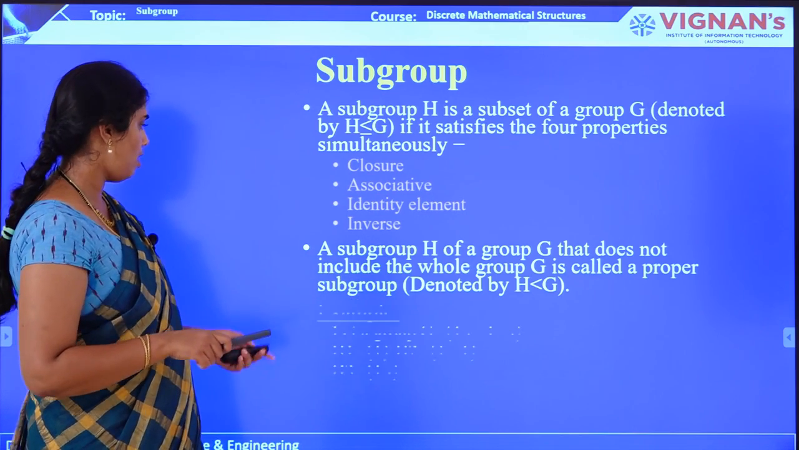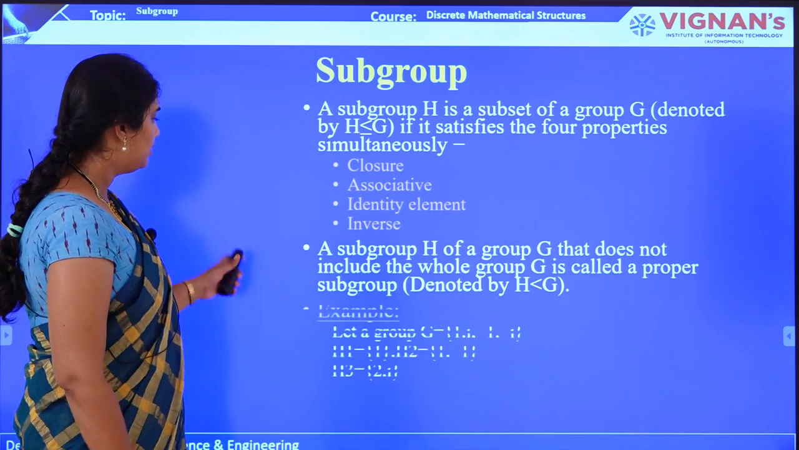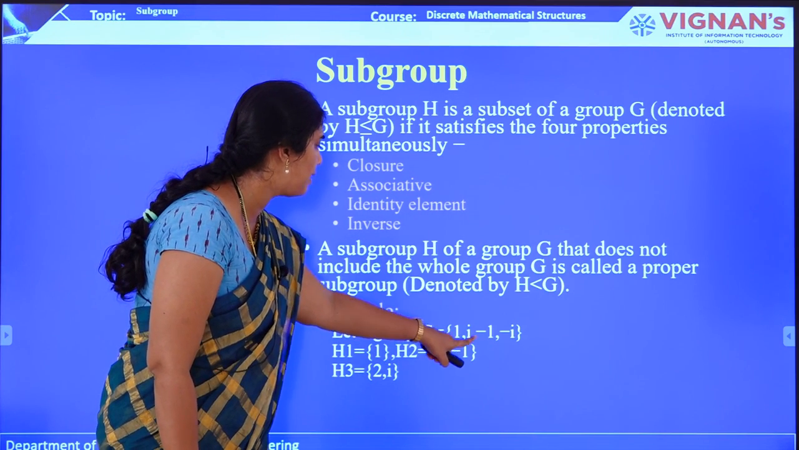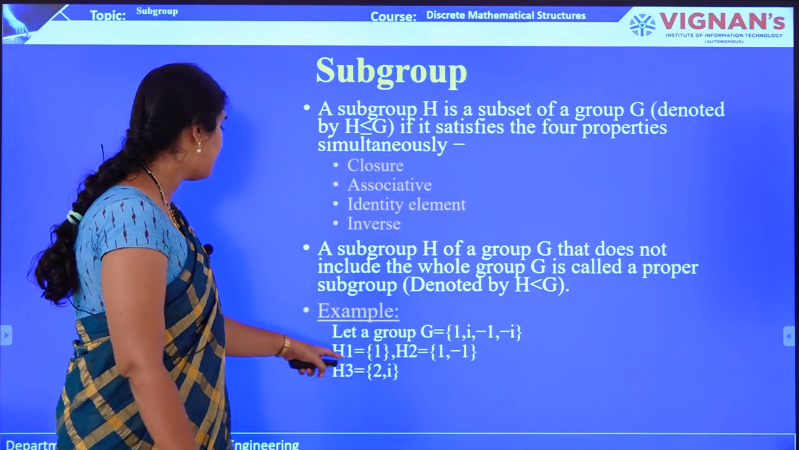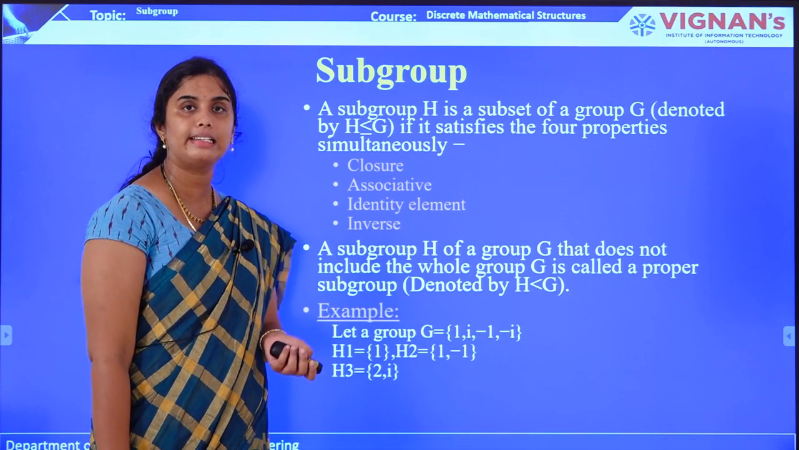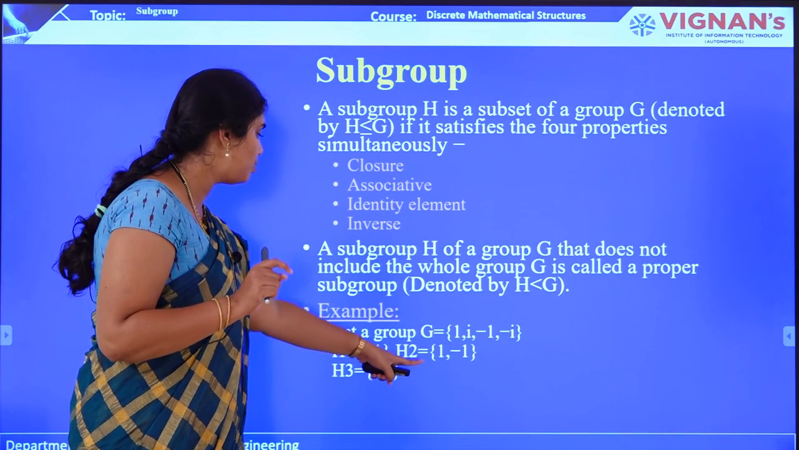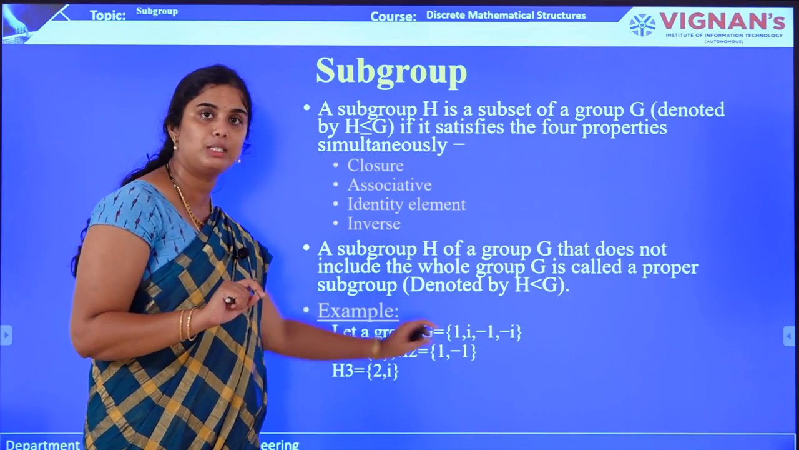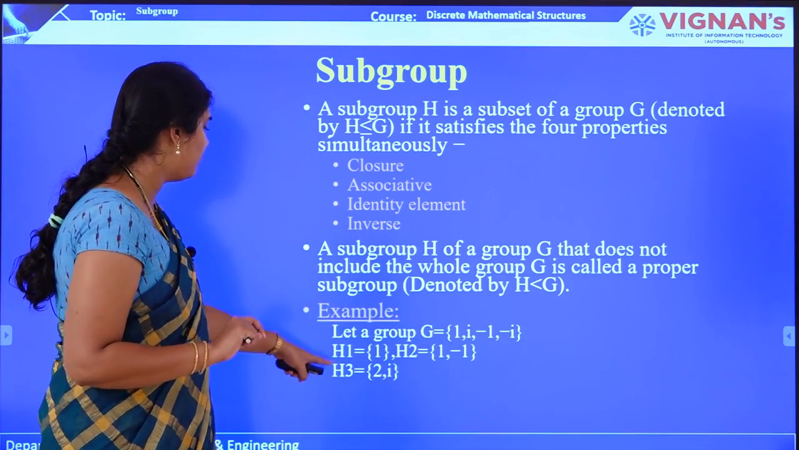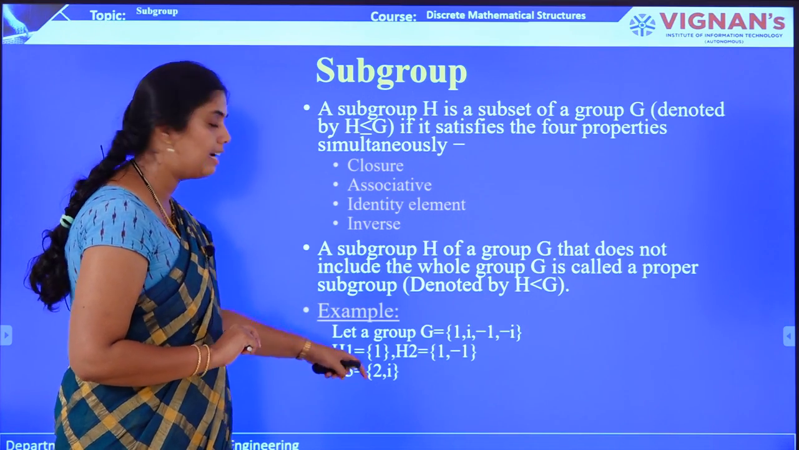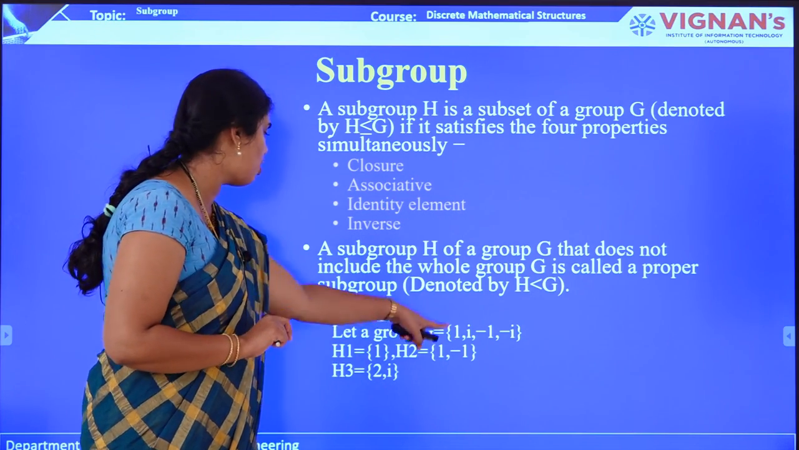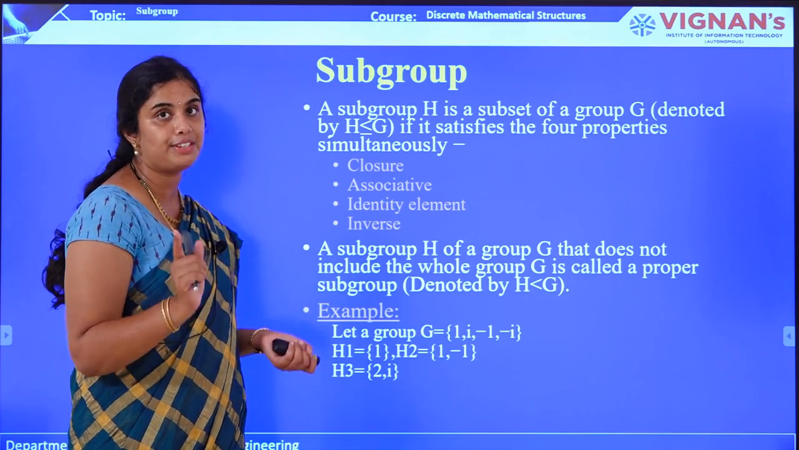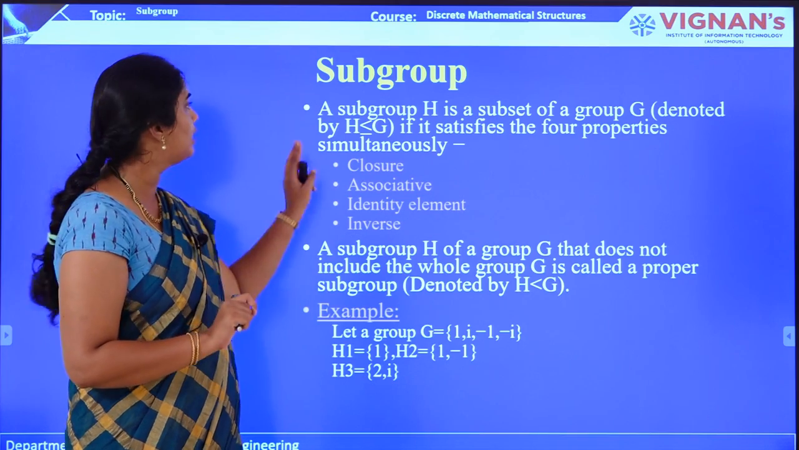And see, this is the example of the subgroup. Here I have taken the group elements like 1, i, minus 1, minus i. And I have taken the elements H1 equal to 1. Is it a subgroup? Yes. Is H2 equal to 1 comma minus 1 a subgroup? Yes, because 1 comma minus 1 is present in the group G. I have taken H3. It contains what elements? 2 comma i. Is 2 comma i a subgroup? No, because it contains an element which is not present in group G. Okay, this is about the subgroup.